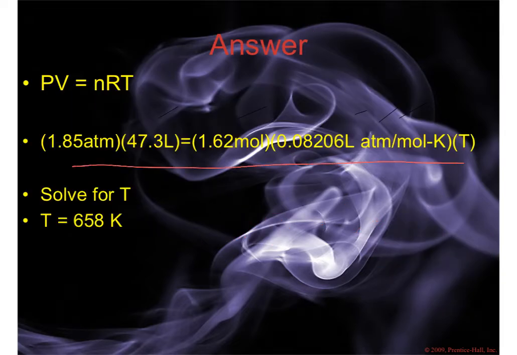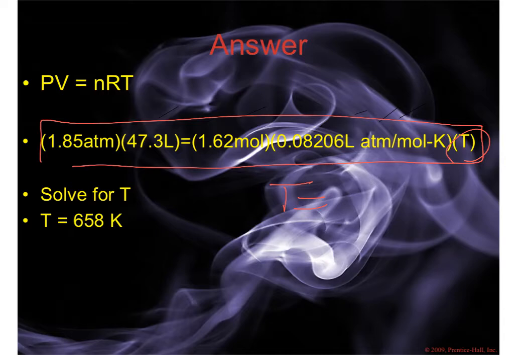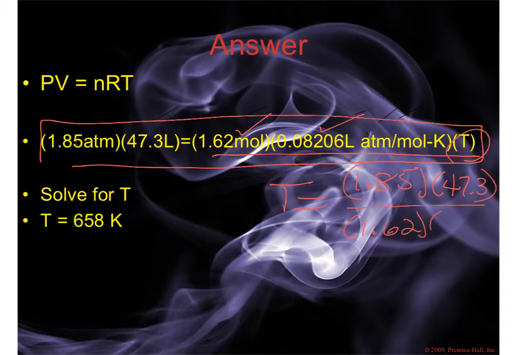And here's a little bit neater form. All right, so we're going to isolate temperature. And so we'll divide both sides by 1.62 and 0.08206. That's it. Plug and chug. Remember that the temperature you're going to get out of any gas law is in Kelvin.